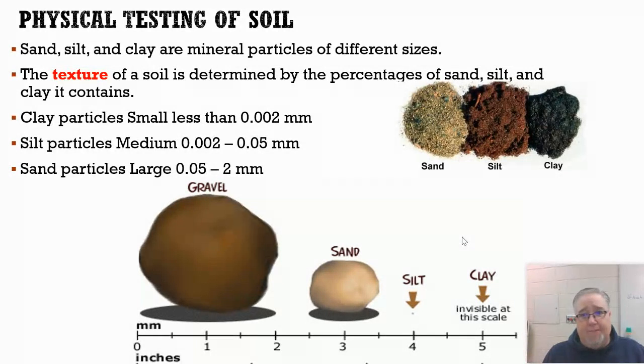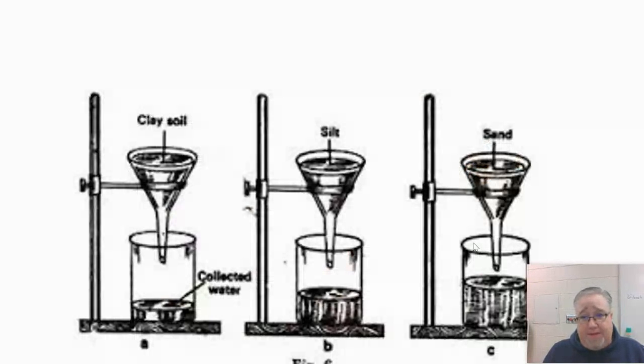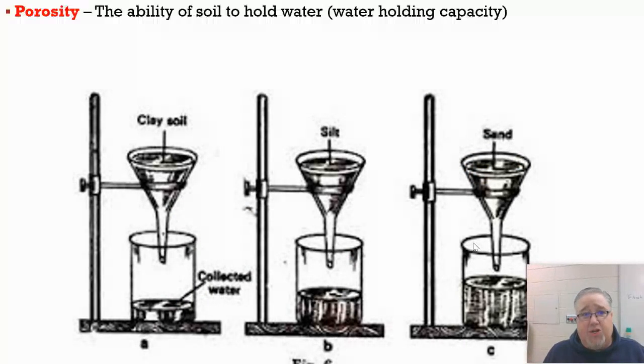Now, all soils, for the most part, have all three of these components. They're just in different percentages. One type of soil might have a high percentage of sand in it. Another soil might have a large percentage of clay in it, just depending on the soil type. All right. Now, because of these three particles and the texture of the soil, that leads to some different properties.